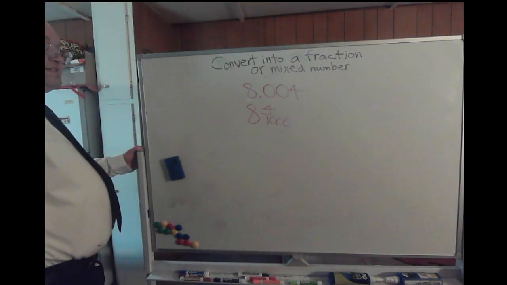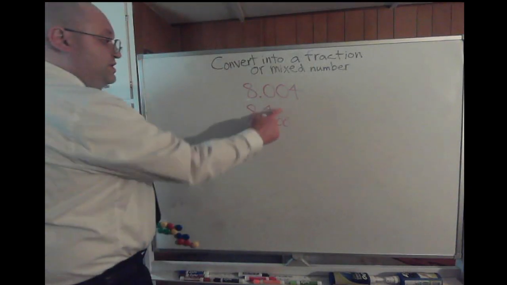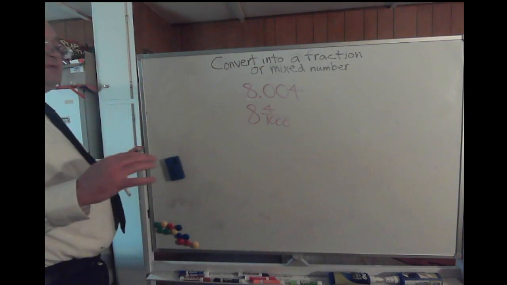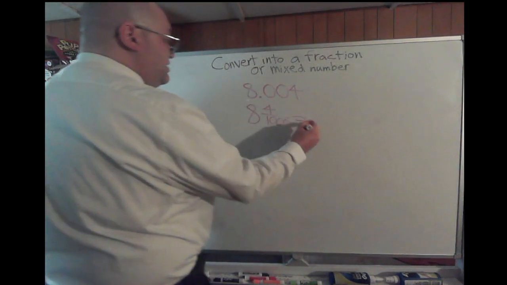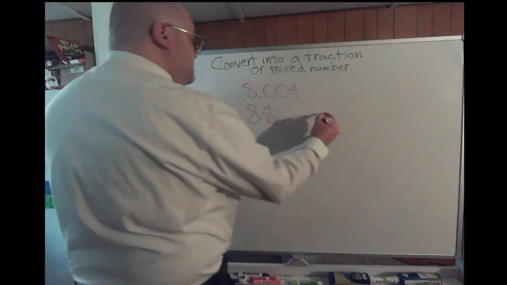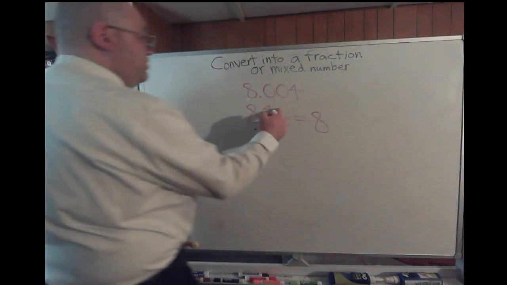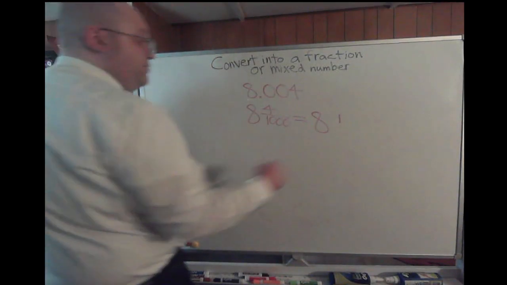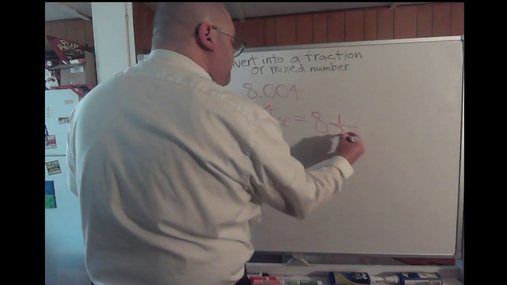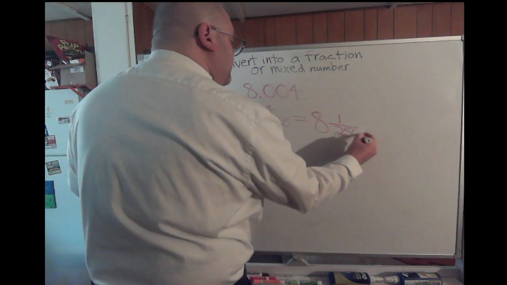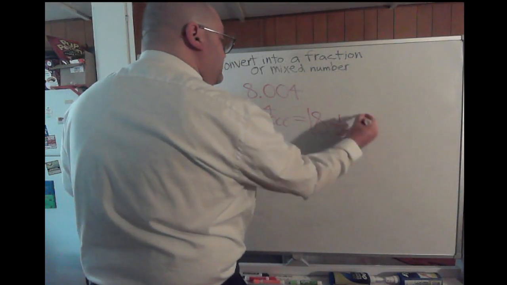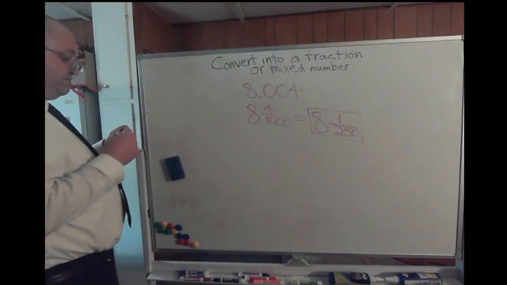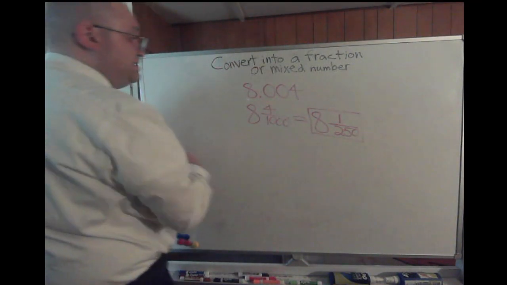But it's very clear that the 4 and the 1,000 both have a 4 in common that will cancel out between the numerator and the denominator. So you keep your 8. Well, 4 divided by 4, that's 1. 1,000 divided by 4, that's 250. So the fraction you would get is 8 and 1/250ths. That's the answer you would get.